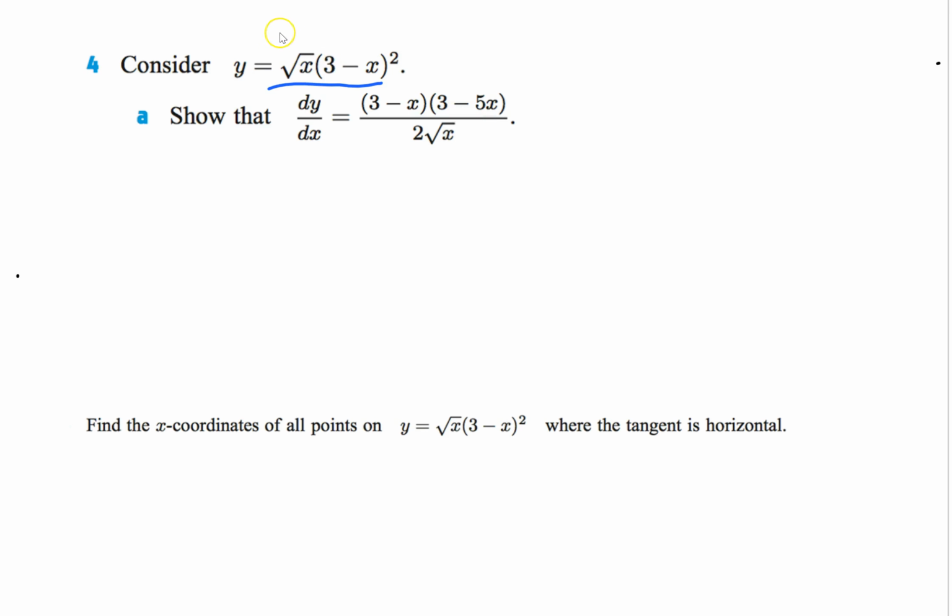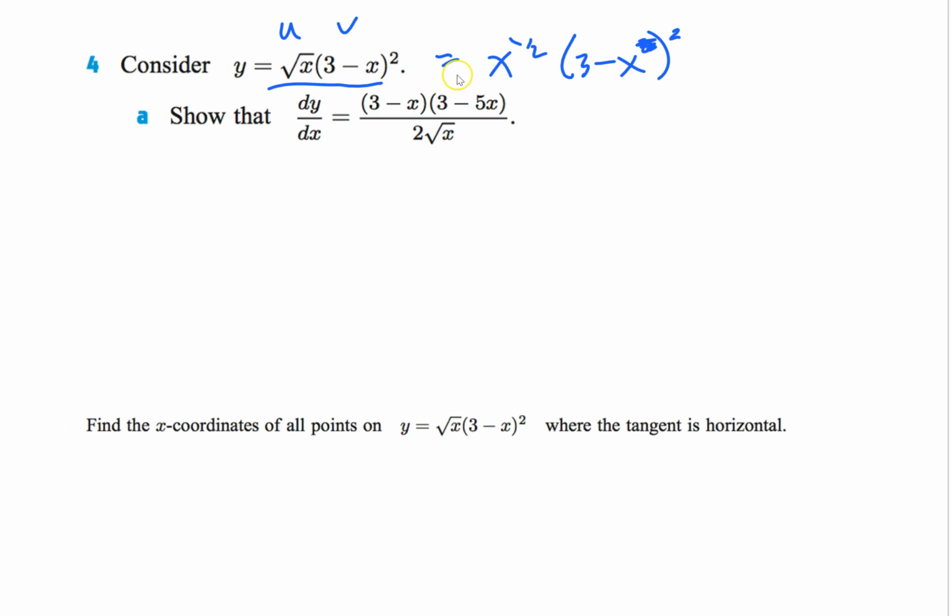So just take the derivative. This is my u, this is my v. Let me rewrite it as x to the 1/2 times 3 minus x squared. So if we're going to chain rule this, right? Oof, almost messed that up. Very important: 3 minus x quantity squared. Very big difference. One's a chain rule, one's not.